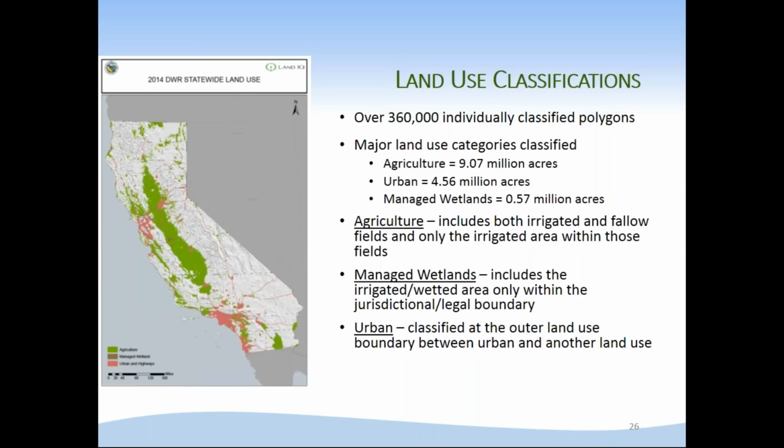So agriculture includes both irrigated and fallow fields, and also fields that may not be irrigated in fringe areas, but only that irrigated or cropped area within those fields was delineated. Again, we removed farm shops, roads, anything that was not irrigated or potentially irrigated. Managed wetlands similarly include only the irrigated or wetted area within the jurisdictional or legal boundary of that managed wetlands, meaning if there was a high and dry spot that never receives water, we did not include that. This is intended to be a tool or a data set that is used for consumptive use purposes, so we want to know where the wetted parts are or the drier parts are.